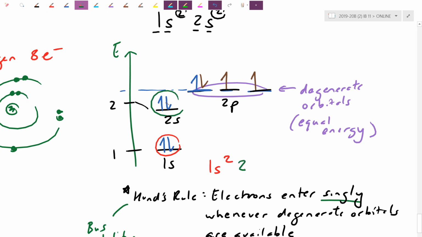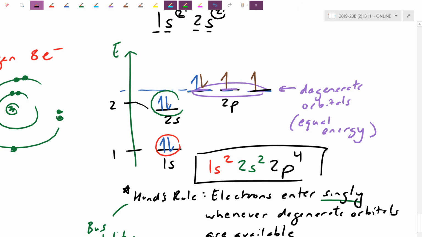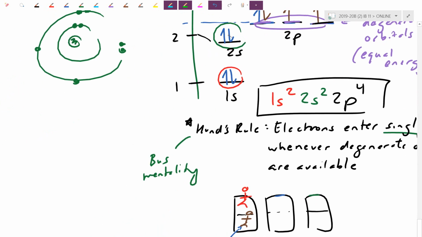The next available spot, floor number 2, the s kind of room, there's 2 people inside. And even though Pauli says every single room always maxes out at 2, because we have 3 of these individual 2p rooms, in total in the 2p rooms we have 1, 2, 3, 4 people, so you call it 2p4. This is now your electron configuration for oxygen.